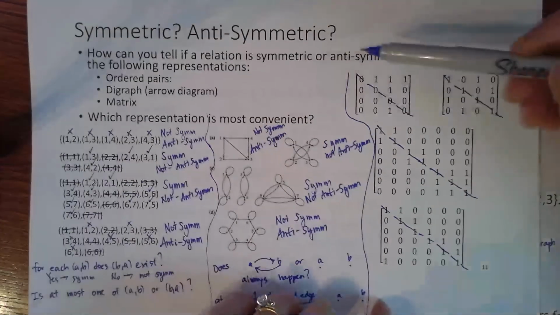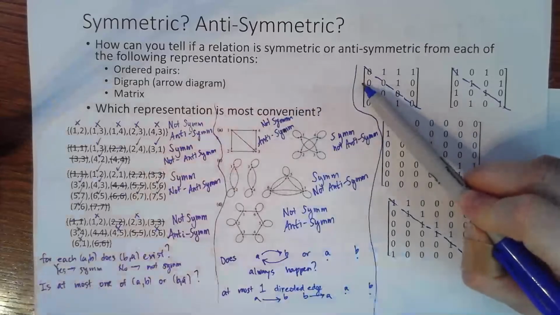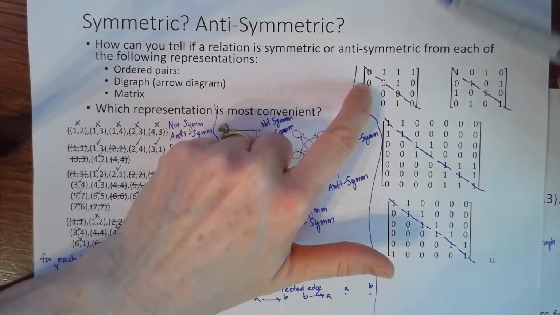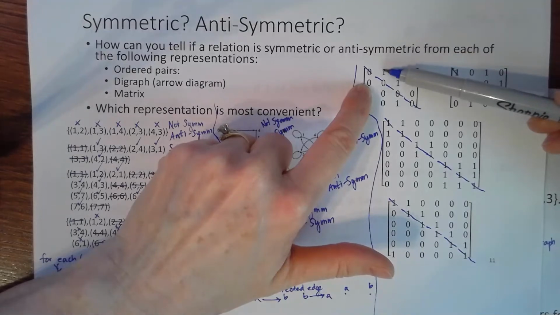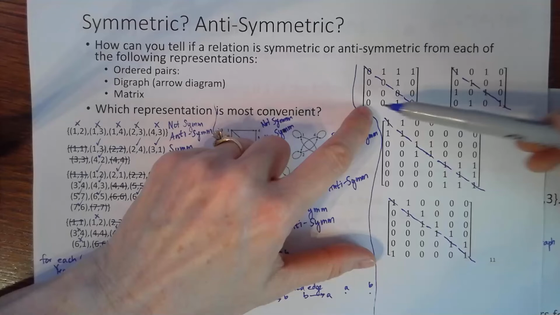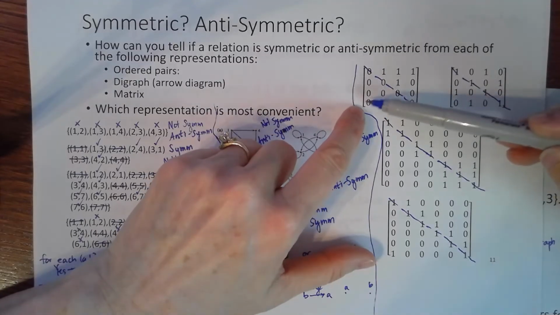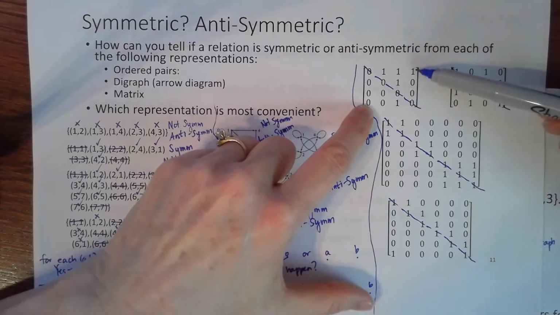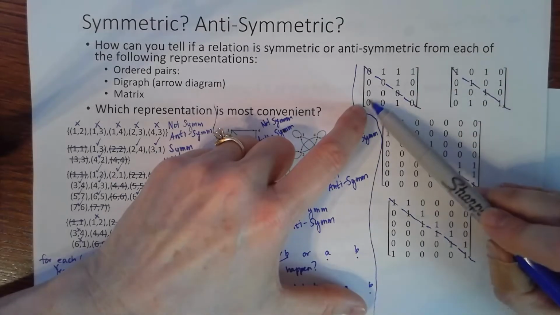So let's start here. Here, this would be 2 is related to 1. Well, 1 is related to 2 is up here. Let's say this one right here: this is 4 is related to 1. 1 is related to 4 is up here. So notice there's this symmetry over the diagonal.